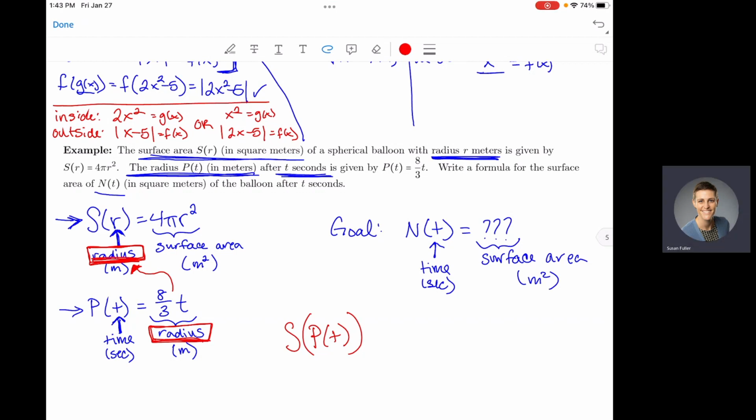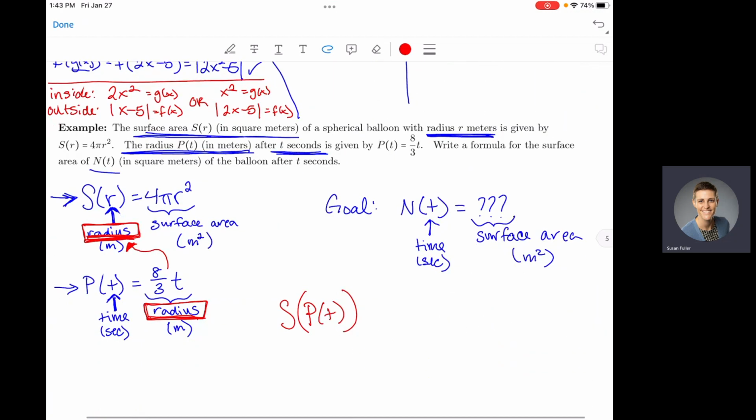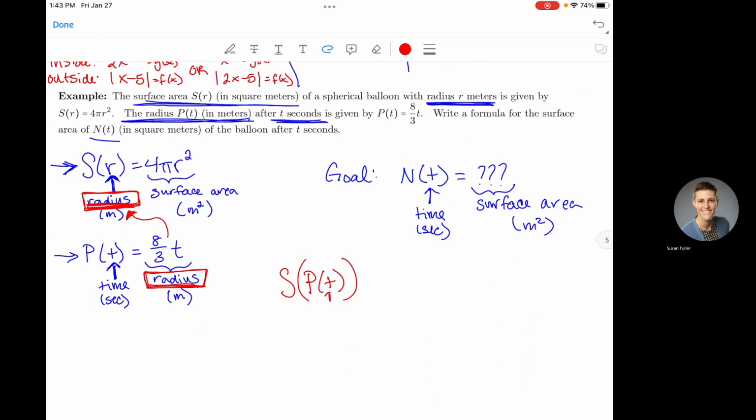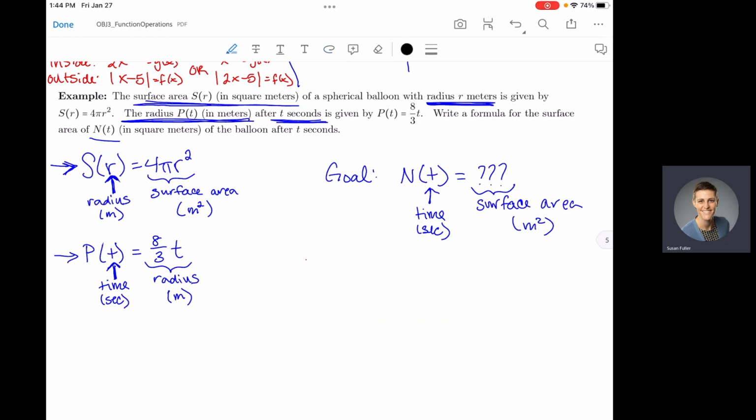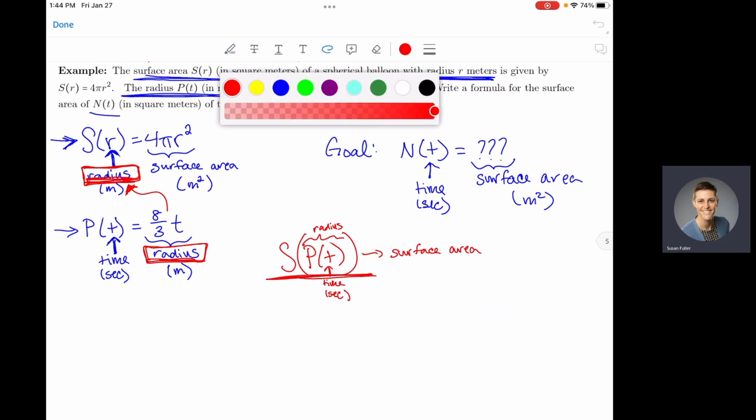Now let's think about what this would do. If I do this, overall time in seconds goes in, and then a radius comes out here, and then I'm going to take that radius and I'm going to plug it into S. And overall, I'm going to have a surface area out of here. This will give me a function where time goes in and surface area comes out. That's what I'm looking for. So this function, S of P of t, this is what we're looking for. Okay, so let's actually figure out how to go through and find that function.